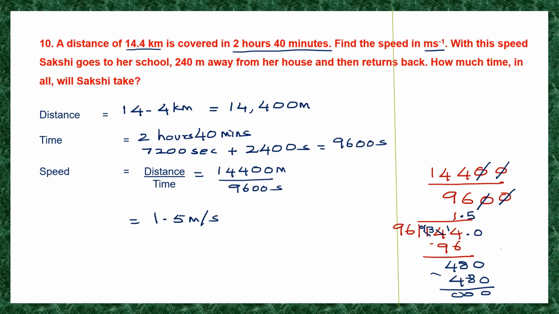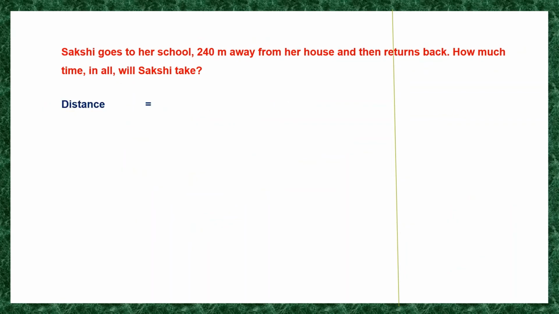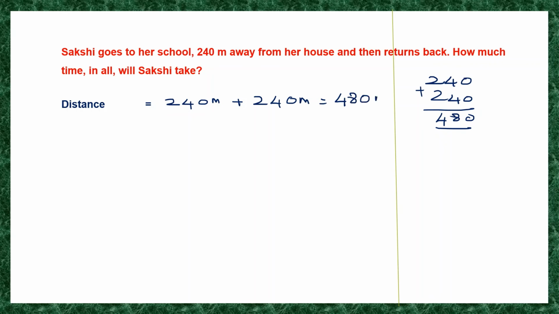The question is, with this speed, Sakshi goes to her school, 240 meters away from her house and then returns back. How much time in all will Sakshi take? So this is what is asked. Now distance is 240 meters and then it says it's away from her house and then she returns back. She goes to her school and returns back. That means we need to add this again. So 240 plus 240, that will give us 4 plus 4 is 8, 2 plus 2 is 4, that will give us 480 meters.